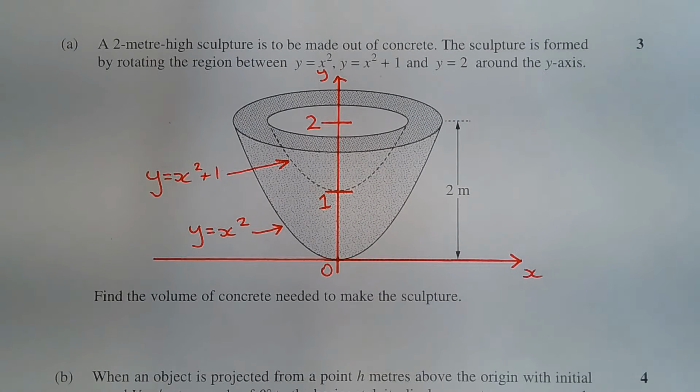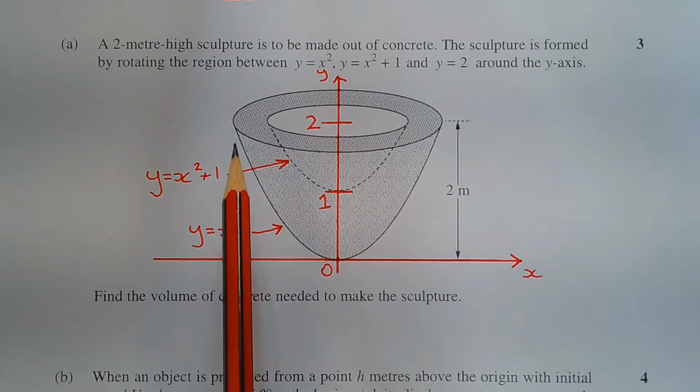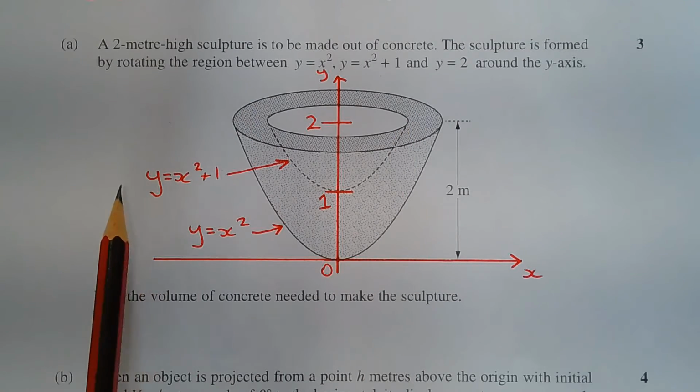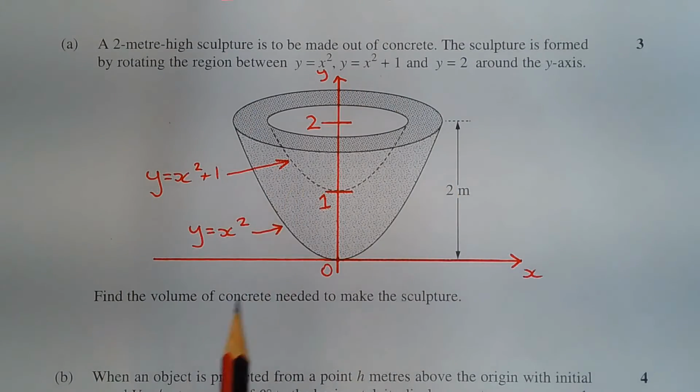The sculpture is a composite solid, formed by rotating the curve y equals x squared about the y-axis from y equals 0 to y equals 2, and subtracting from that the volume formed by rotating the curve y equals x squared plus 1 about the y-axis from y equals 1 to y equals 2. And that's the hollow formed in the sculpture.